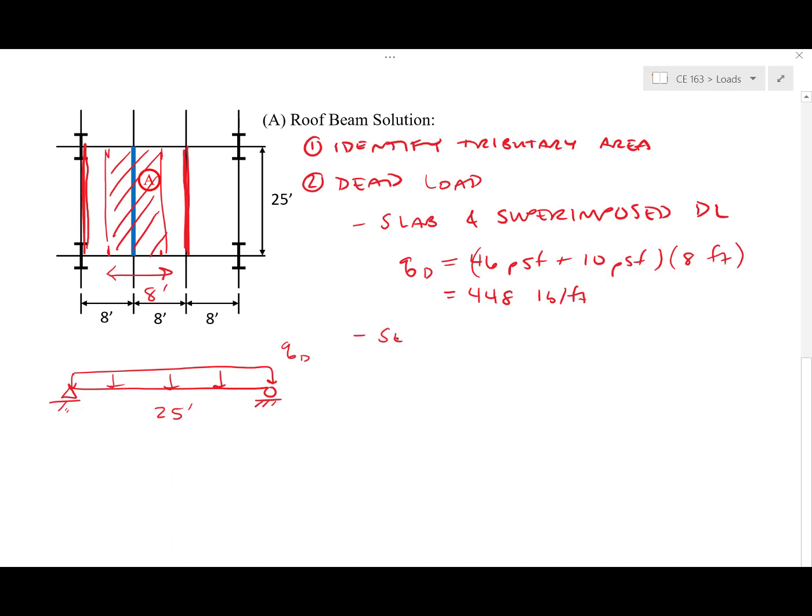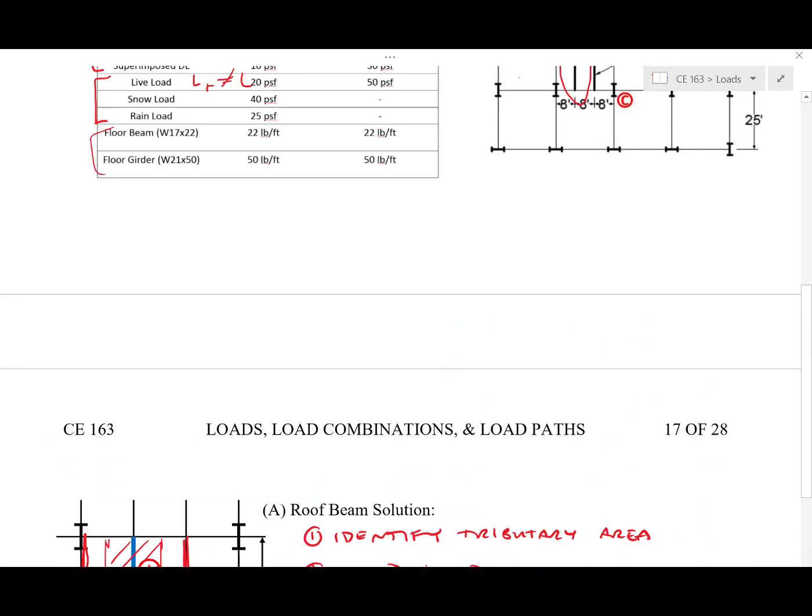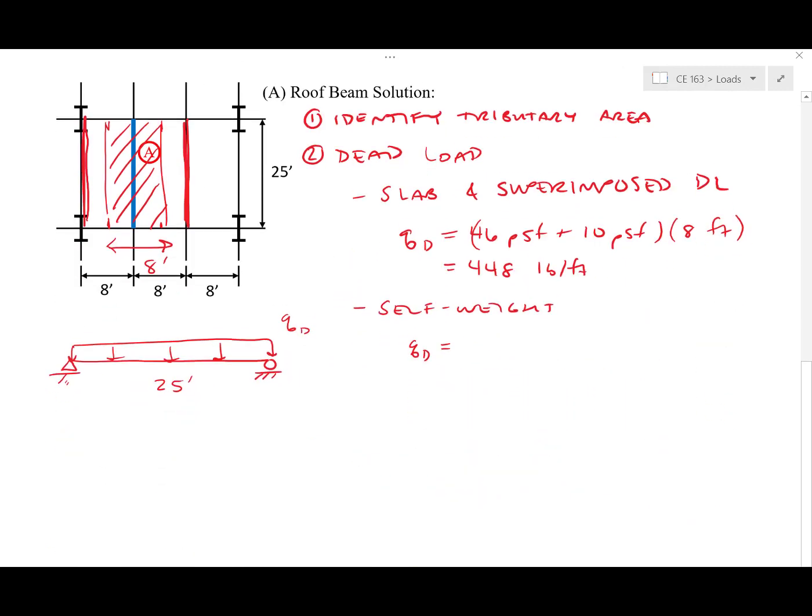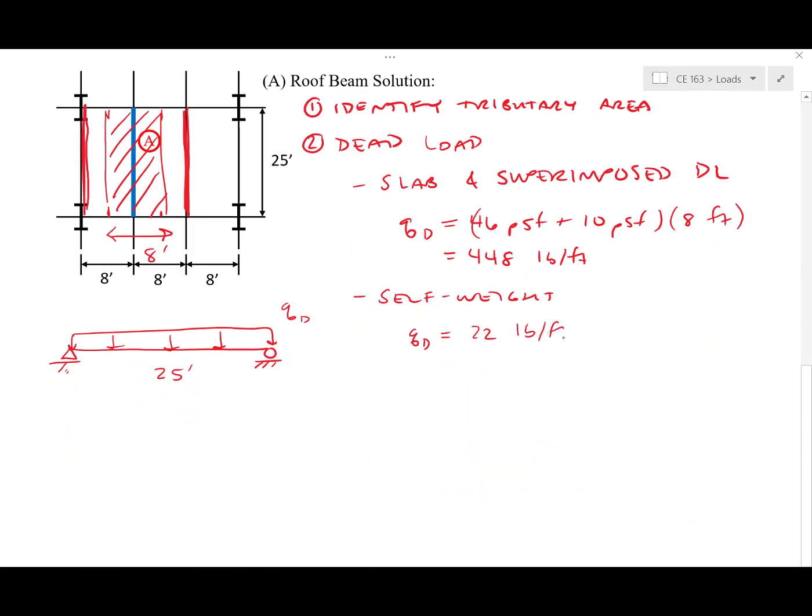We need to include the self-weight of the beam. And if we look at what's given, it's a W17x22, so that will be 22 pounds per foot of weight. Let's add them up, get our total dead load of Q sub D equal to 448 plus 22 is 470 pounds per foot, or 0.47 kips per foot. Alright, so that's our distributed load on this drawing.